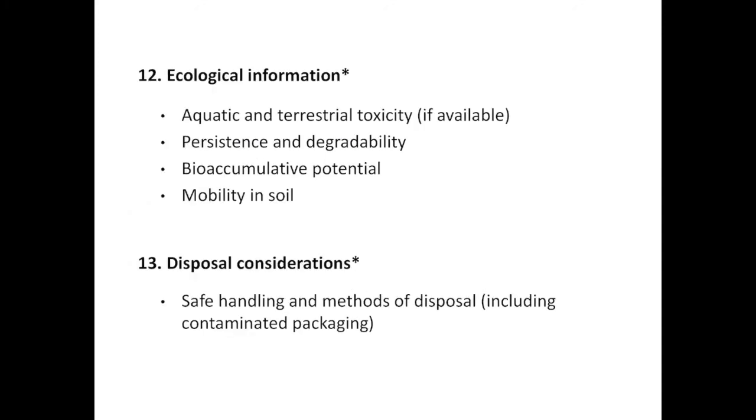Starting at section 12, we have the asterisks where, under Canadian rules, currently only the headings are required. Section 12 is all about ecological information. Here is where you will find information that quantifies how toxic a chemical is to aquatic or terrestrial organisms. It's where you would look if your symbol had the pictogram with the dying fish and the dead tree.